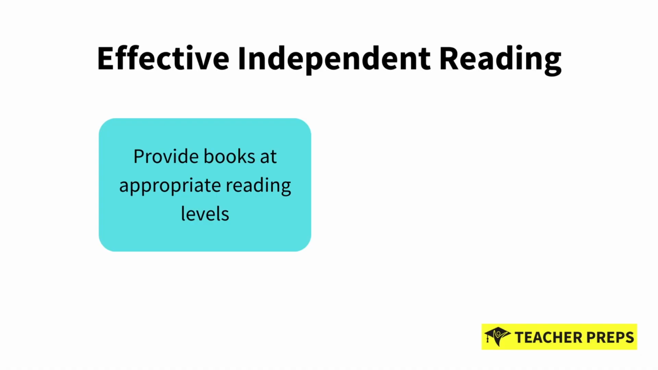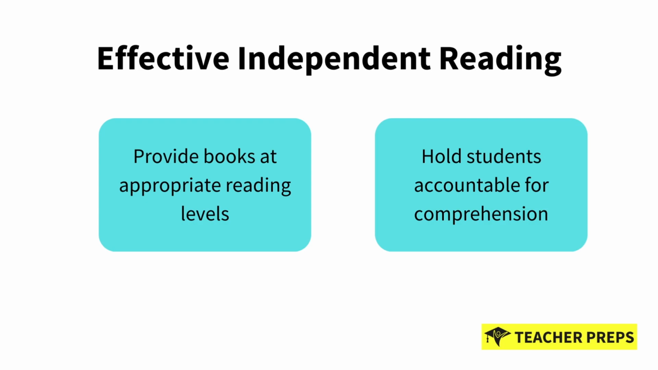Number one, provide books at appropriate reading levels. The books students select must be neither too easy nor too difficult. And then number two, hold students accountable for comprehension. Accountability serves as a guidepost for students maintaining their path toward fluency. Teachers might include student-maintained reading logs, book reports, oral presentations, partner reading discussions, or individual conferences.